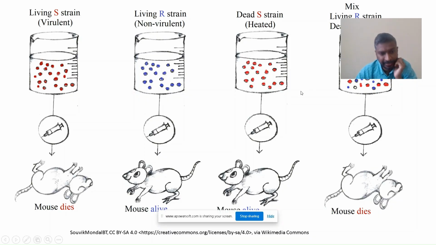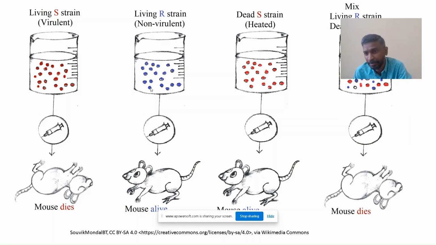Let us look at Griffith's experiment. So, Griffith used a bacteria which has two strains. These two strains are named the R strain and the S strain. We should know in the beginning what a strain is.